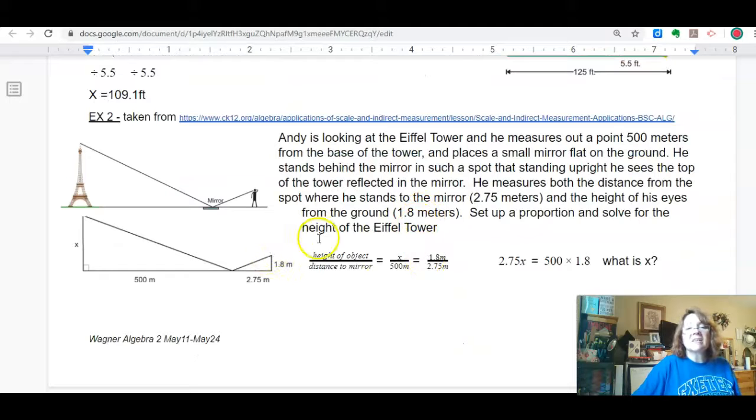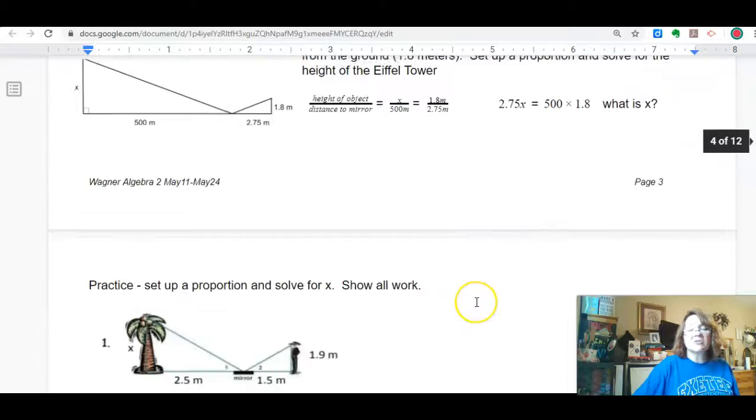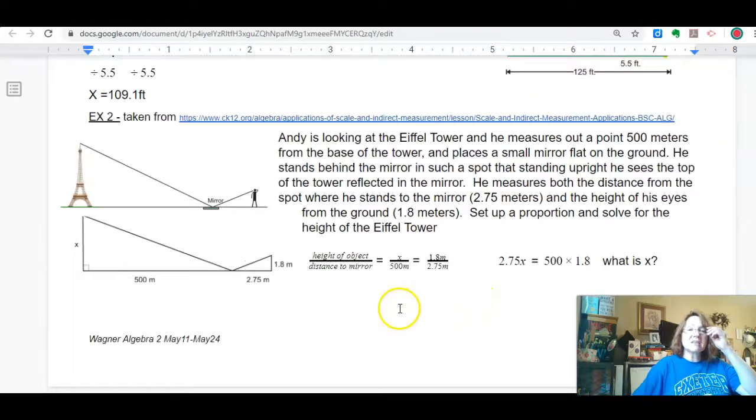So Andy is looking at the Eiffel Tower. He measures a point 500 meters from the base of the tower. He places a small mirror there, and then he stands behind the mirror so that when he looks in the mirror, he can see his reflection. That's a certain type of reflection. We didn't really have time to study it a lot. But if we were in school, we would be studying that type of measurement, and we actually had mirrors and everything we could use, which would be cool. But we're just going to suppose that we're going to do it.